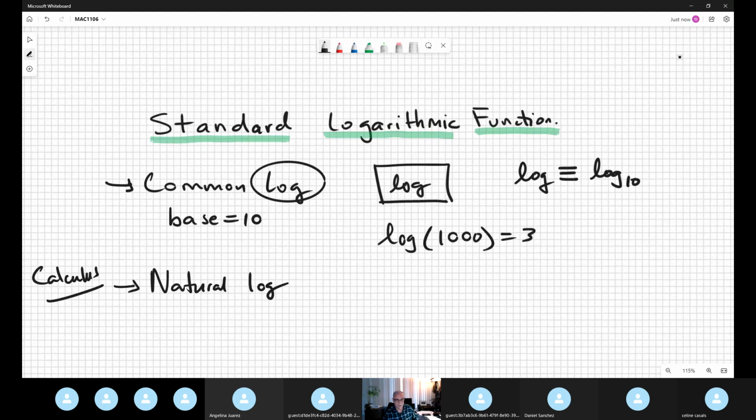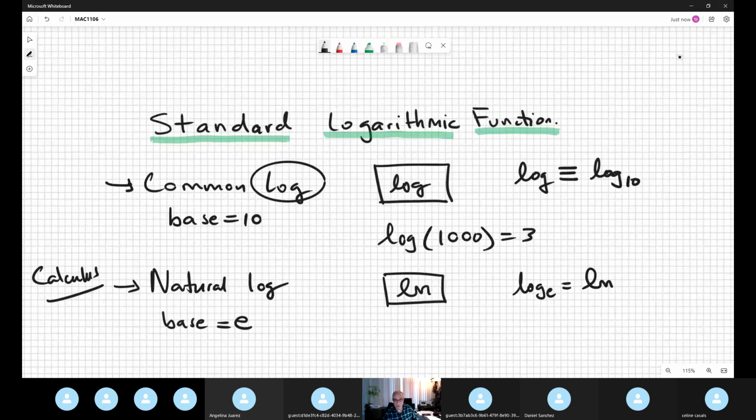So, in calculus, you forget this one. In chemistry, you forget the natural. And for the natural, you press the key LN, and the base is the famous e, the mathematical constant that we learned a few minutes ago. So now, log base e is equivalent to LN. That is the notation. Okay? LN, natural. LOG, common.